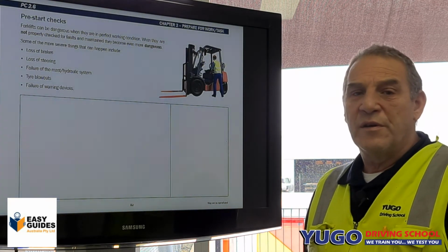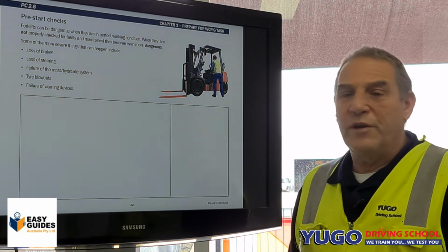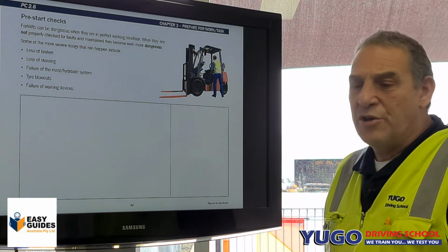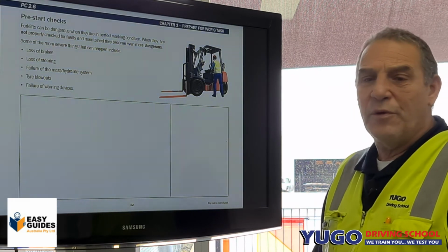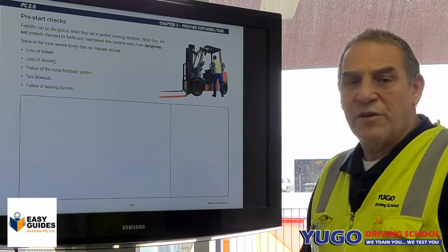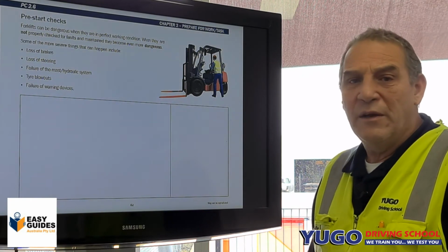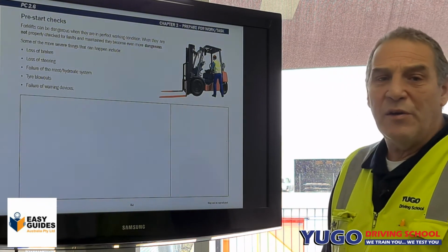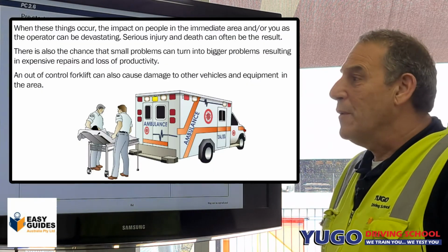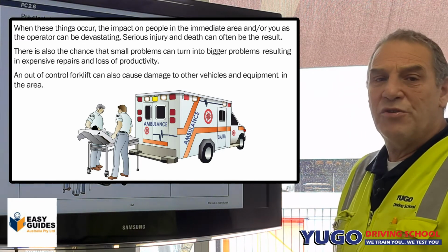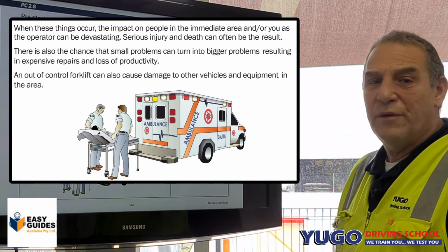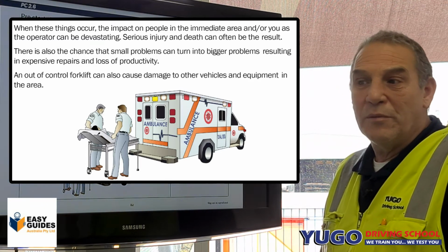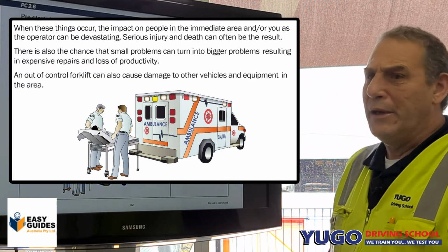Pre-start checks. It's important to check your forklift is working properly and is safe to use. They're dangerous at the best of times. If you jump on the forklift and you've got a hydraulic leak, your steering's not working properly, your brakes are failing, you want to make sure these items are working properly before you start your forklift job operations. It can lead to serious injury and death if you do not check your forklift. You lose your brakes, you run through a group of people, you lose your steering, you get thrown off the forklift, anything can happen.